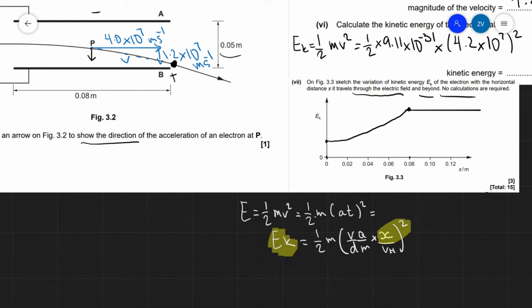Therefore, the kinetic energy will be half m a times t. We've already done this earlier in the question, and we can see that the kinetic energy is going to be proportional to the acceleration squared, which is vq over dm, and multiply by the time. And we found the time by getting the distance, the horizontal distance x. So remember how we divided 0.04 by the horizontal component of the velocity. So the kinetic energy, turns out, is going to be proportional to x squared.